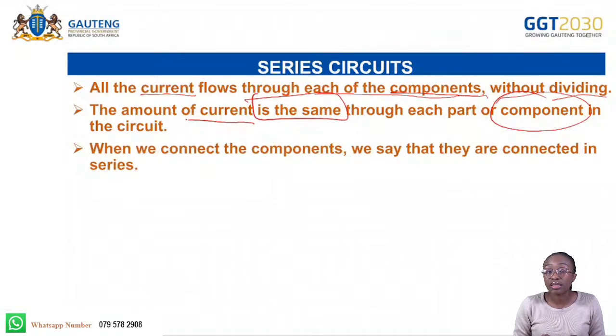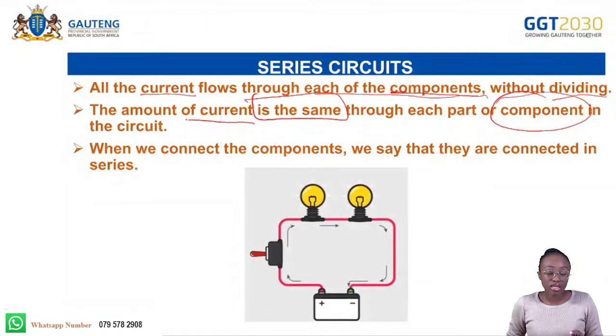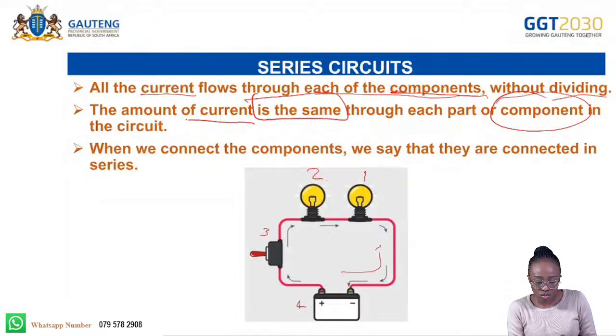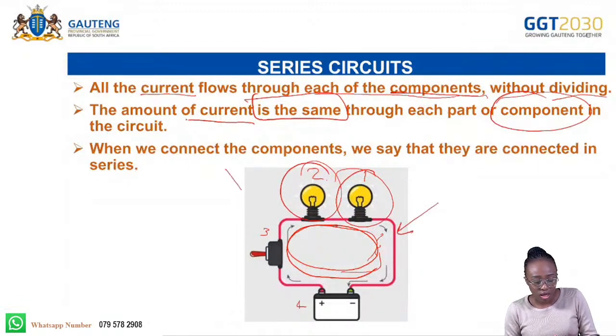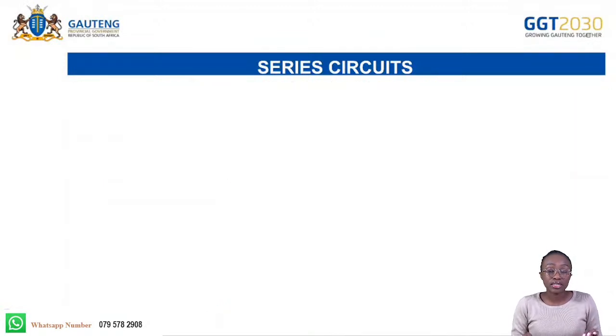So if we look at this series circuit, these components, component 1, component 2, component 3, component 4, they have one pathway. There's only one pathway that is being followed here. And the current is the same through each part or each component in the circuit. Bulb 1 and bulb 2. So the current is the same here, the same here, the same there, and the same there.